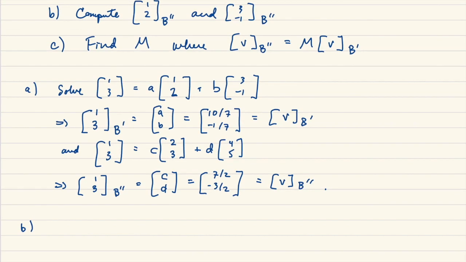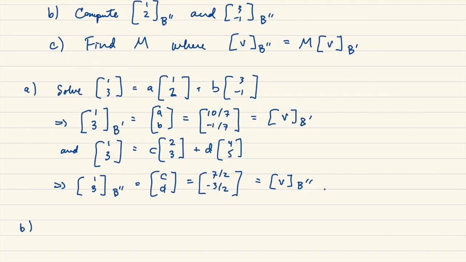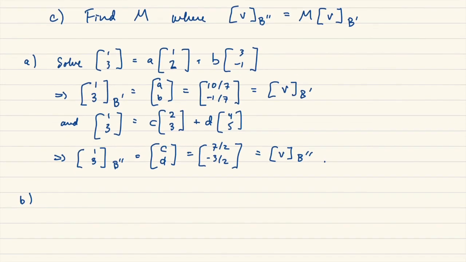So a very similar thing that we want to do is take 1, 2 and write this with respect to b double prime. So this is going to be c times 2, 3 plus d times 4, 5. Okay, so that's going to be our basis vector 1, 2.